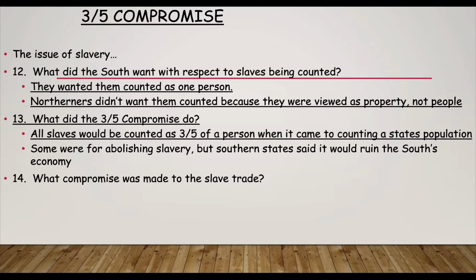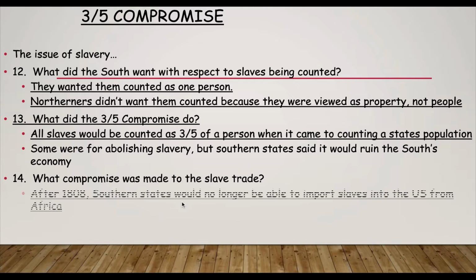Then another compromise was met. The slave trade, as you probably know, in the United States, our history of slavery is based on African slavery, where people from Africa would be brought into the United States and put into slavery. So that's what I mean about the slave trade, coming from Africa into the United States. They made another compromise that said after 1808, southern states would no longer be able to import or bring in slaves to the United States from Africa.